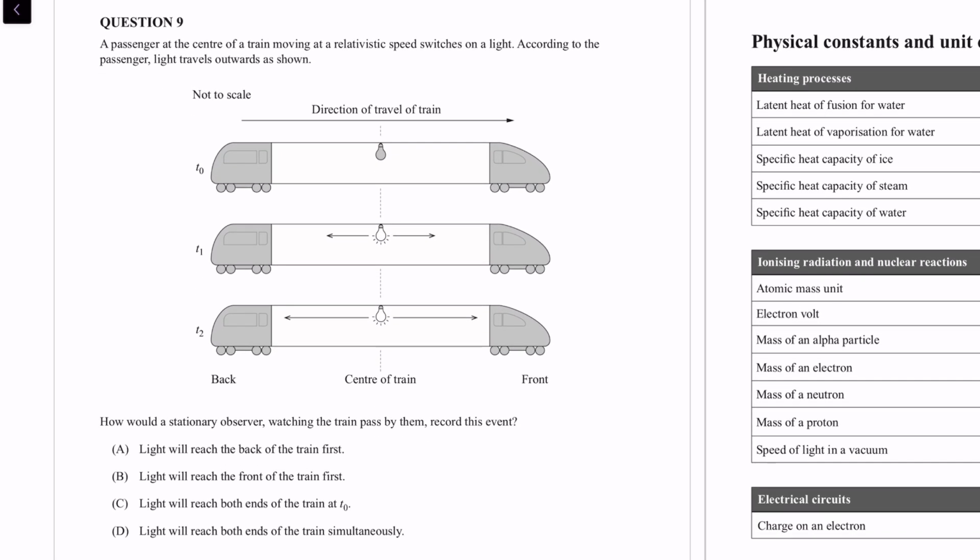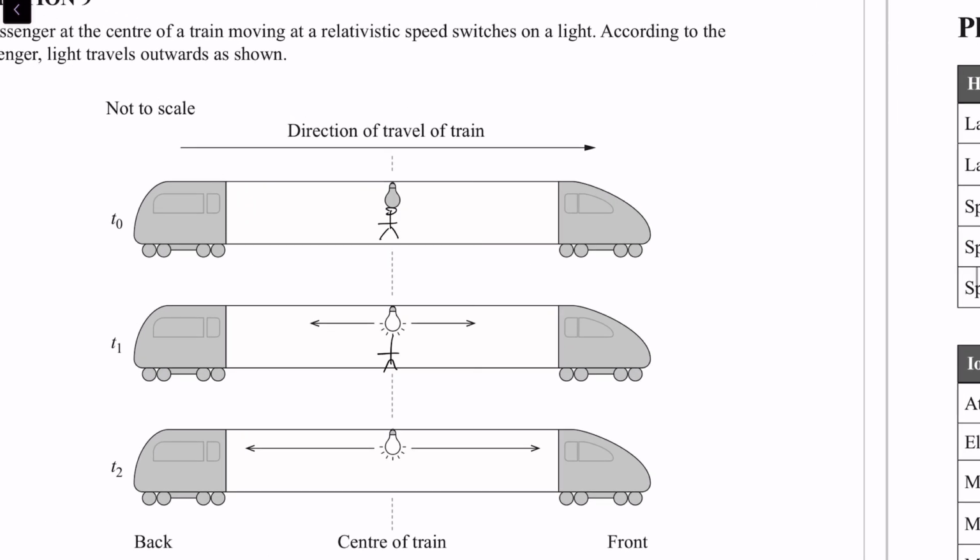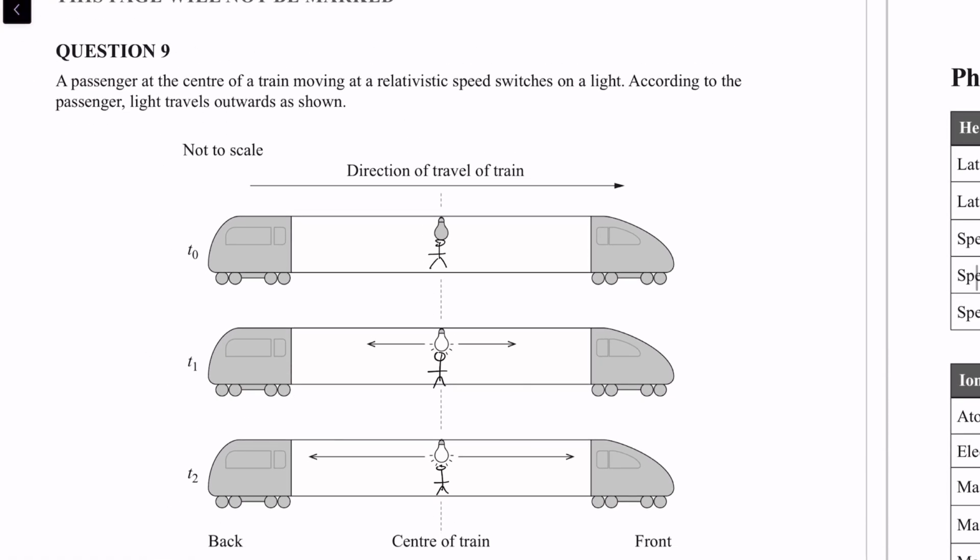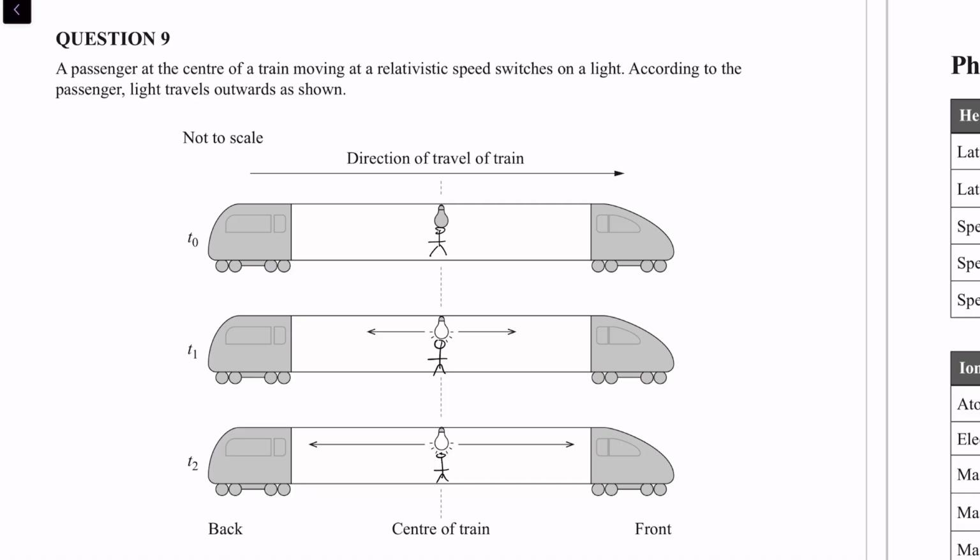Alright, question 9. A passenger at the center of a train moving at relativistic speed switches on a light. According to the passenger, light travels outwards as shown. Right, so you can see on this diagram that I haven't drawn a person, but it's what it's referring to, okay? So there's a passenger, which I've drawn as a stick figure, on this train, and they observe the light turning on and traveling. So they're within the train and they're traveling to both ends. It seems like it's basically simultaneous. Okay.